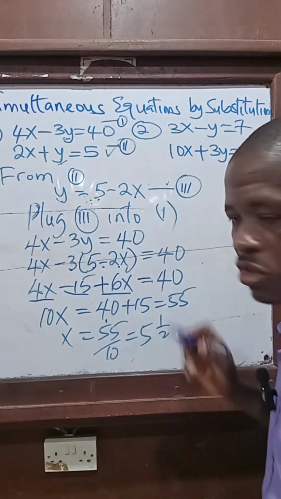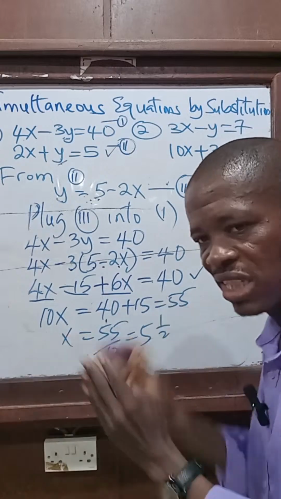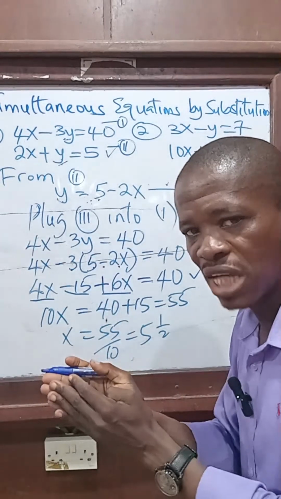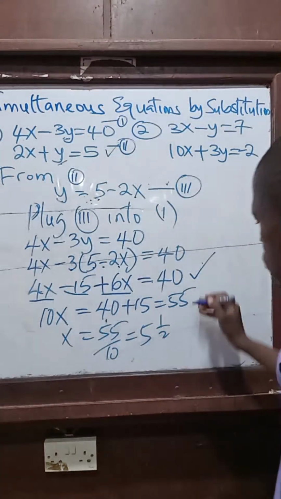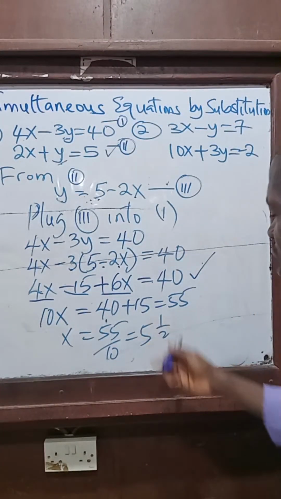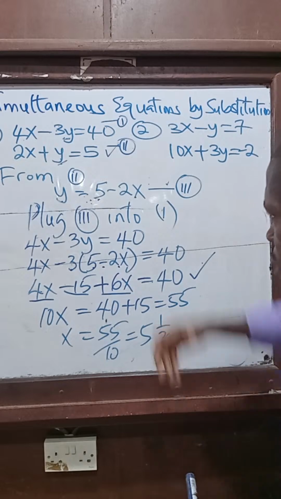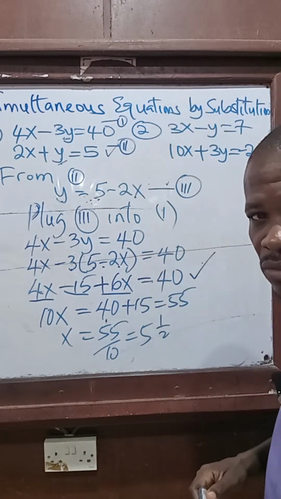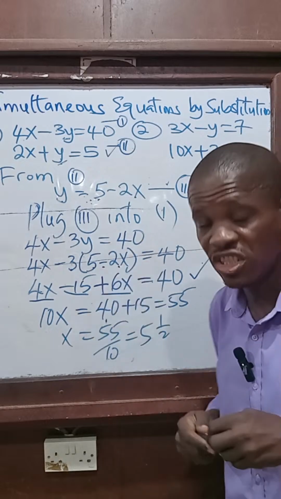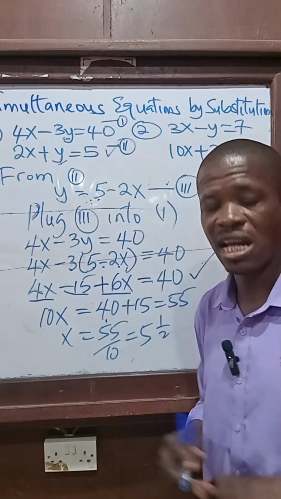Collect like terms when you are here. Bring the x variable together, bring the numbers also together. That's what I did in that place. I've gotten the x value now. Then you can use any of the equations to get the second variable.